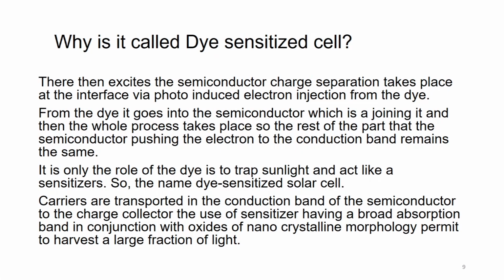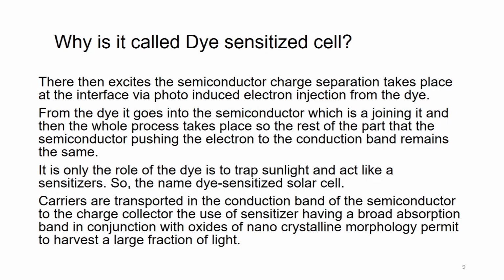So, here what is happening? It is the dye which is actually trapping the energy, and the excitation begins there, and then the rest of the functionalities remain the same as solar cells, and this becomes a photovoltaic cell. It is only the role of the dye that it traps sunlight and acts as a sensitizer. So, the name dye sensitized solar cell. Carriers are transported in the conduction band of the semiconductor to the charge collector.